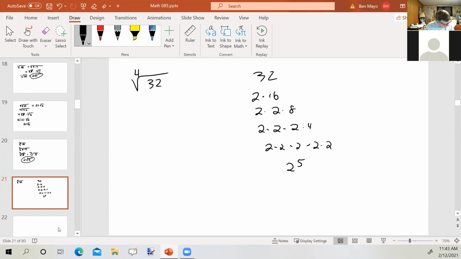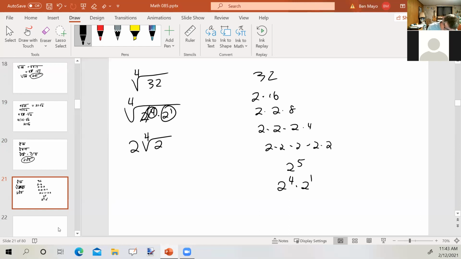Okay. Now, I'm going to rewrite that as 2 to the 4th times 2 to the 1. And the reason for that is because the 4th root of 2 to the 4th is what? It's 2 on the outside, and this 2 is left inside. So if my exponent matches my index, they reduce down to a 1, and I have something to the 1 power, which means I just have the base, but it's outside now. Does that make sense? Sort of.